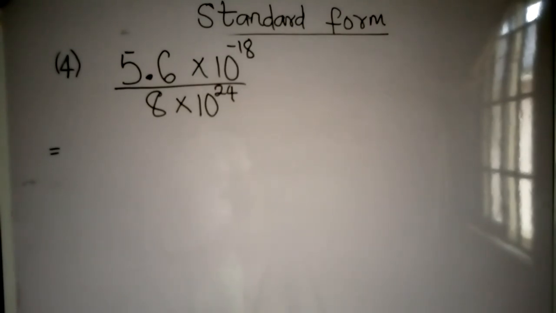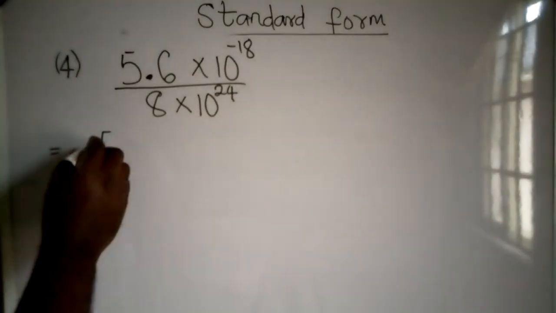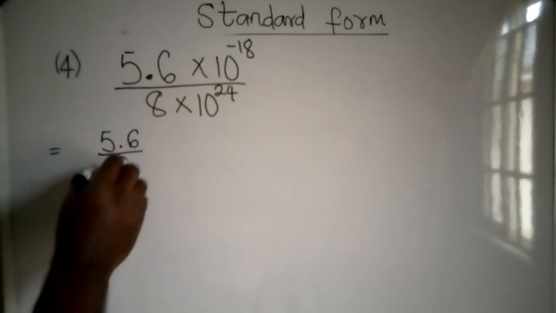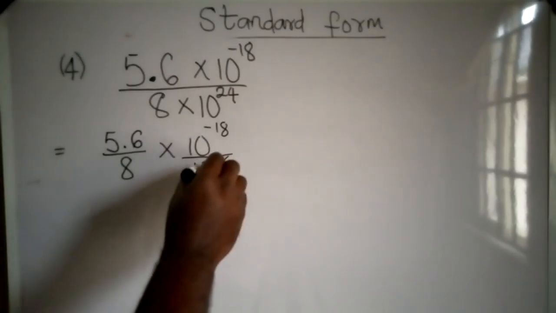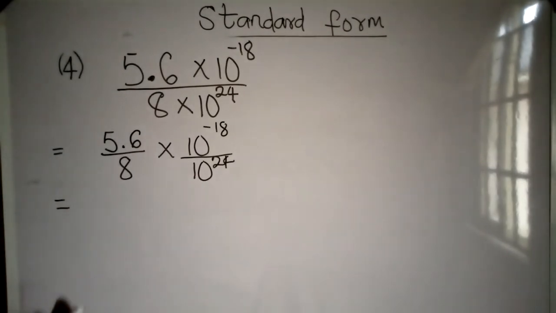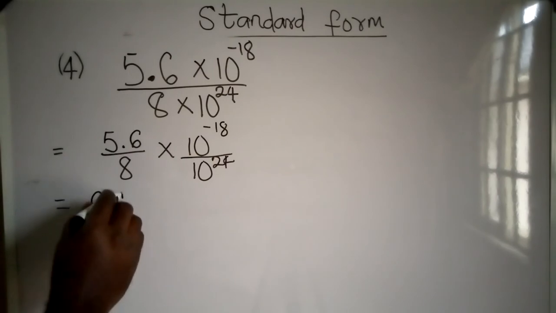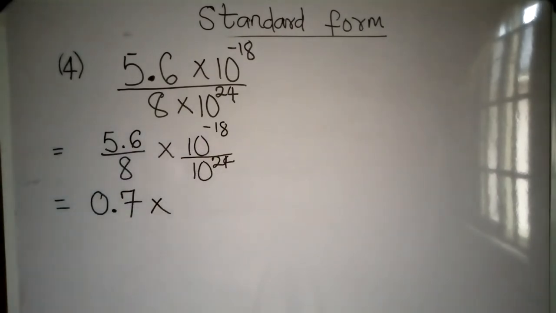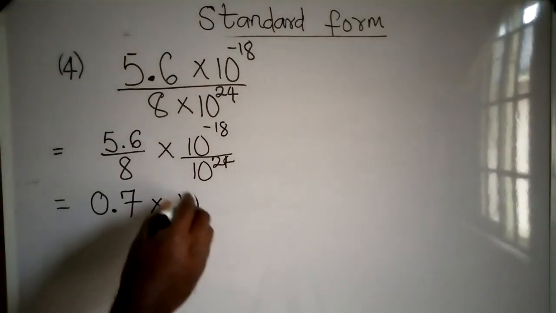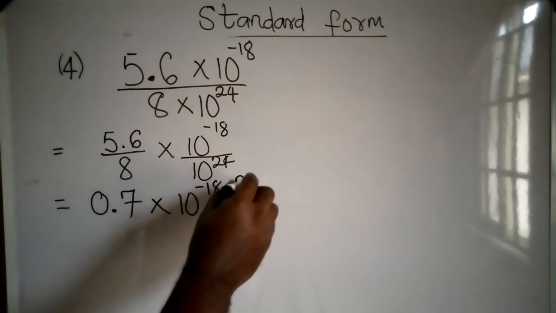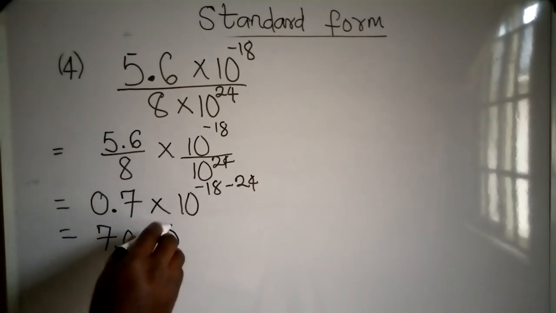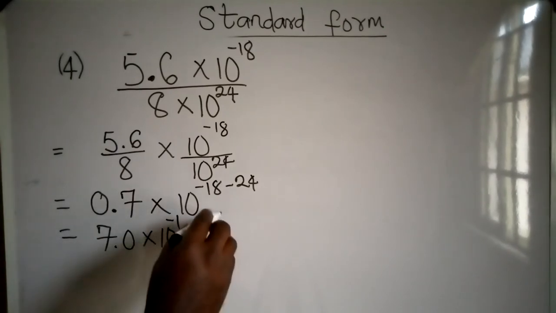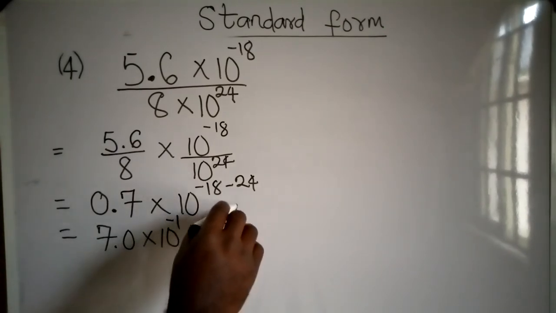Okay, this next example has to do with division. This also is quite simple to do. What you have to do is separate the two entities and then divide. 5.6 divided by 8 will give me 0.7. And here I'm going to apply the laws of indices for the division. That will give me 10 to the power of negative 18 minus 24. And this will give me 7.0 times 10 to the power of negative 1 times 10 to the power of negative, I think, 42. Yeah.